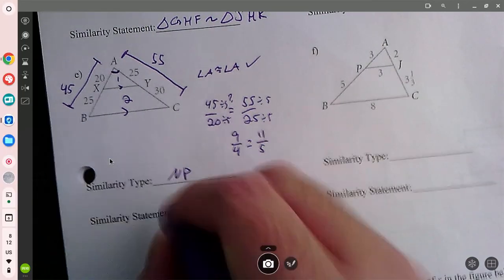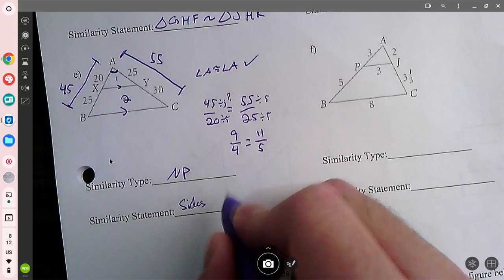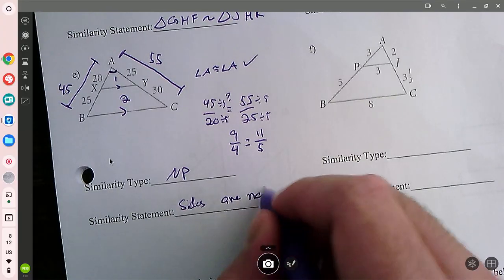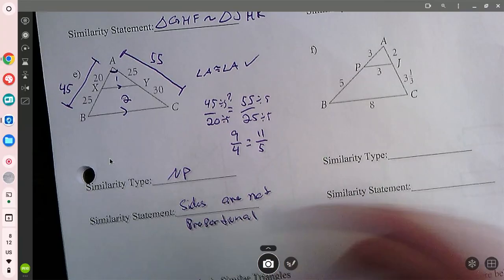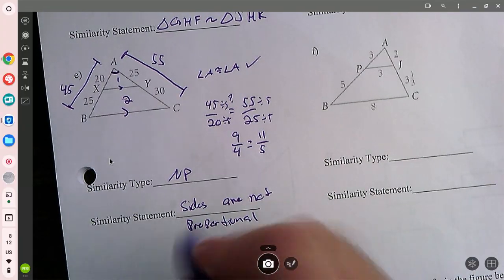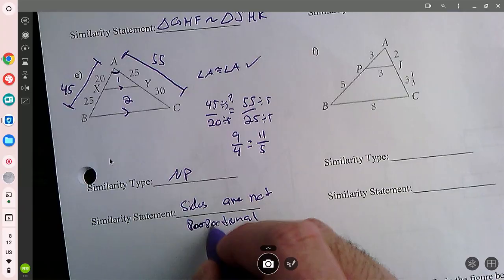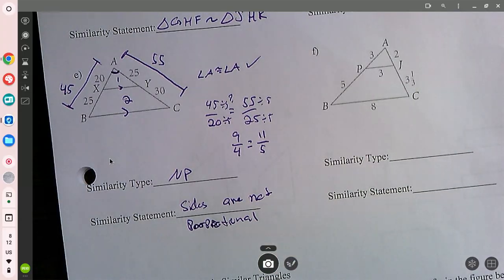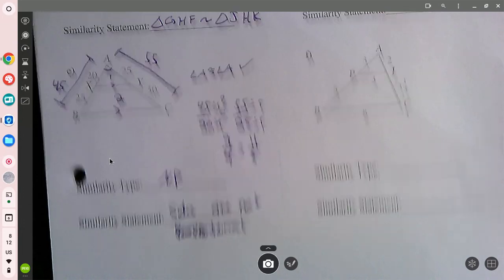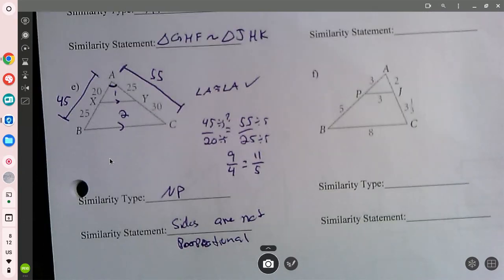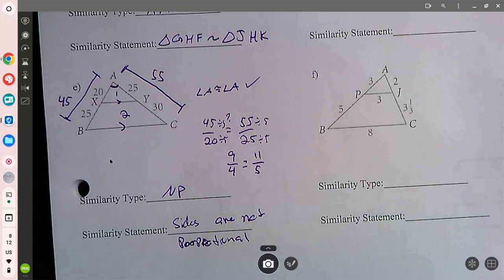Why is it not possible? These sides are not proportional. Oh, I spelled this backwards. It's P-R-O-P-O-R-T-I-O-N-A-L, proportional. Okay, so the sides are not proportional, so these are not similar triangles. So this one is just not possible.